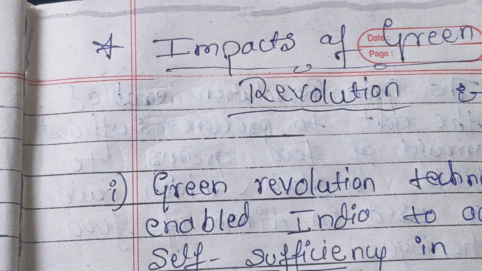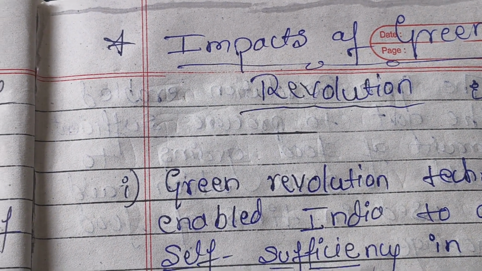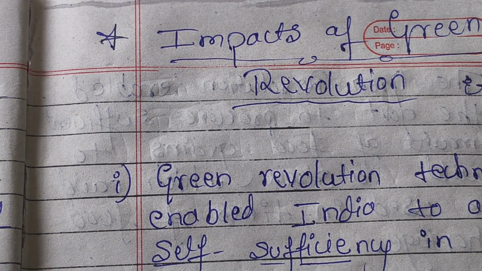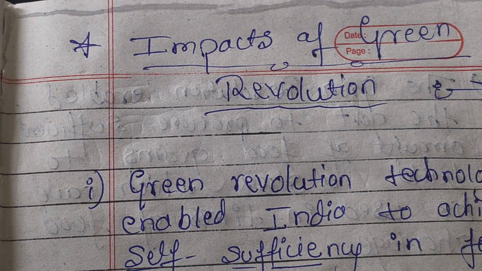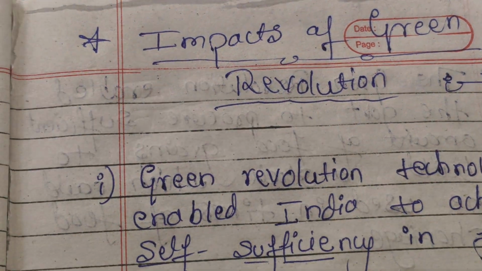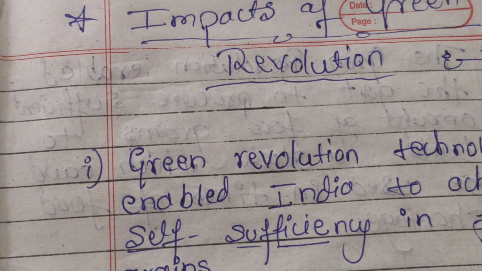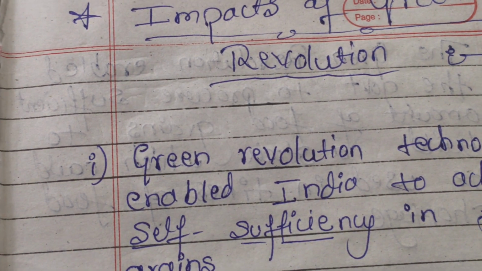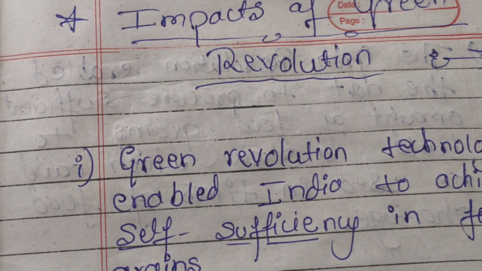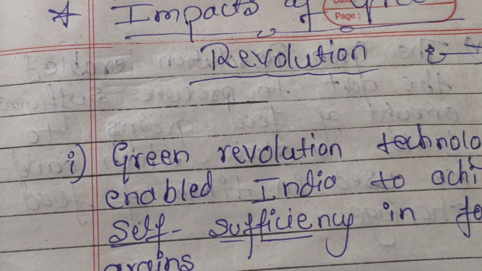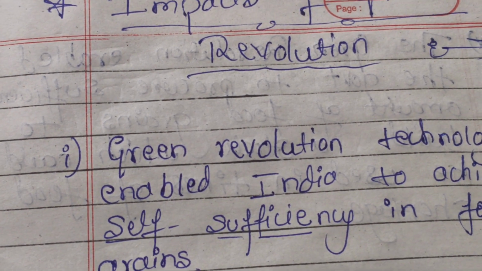So dear students, we already discussed the green revolution. In India, the green revolution happened in two phases. The first phase was from the mid-1960s to the mid-1970s, and the second phase was from the mid-1970s to the mid-1980s. And the father of the green revolution in India is M.S. Swaminathan.